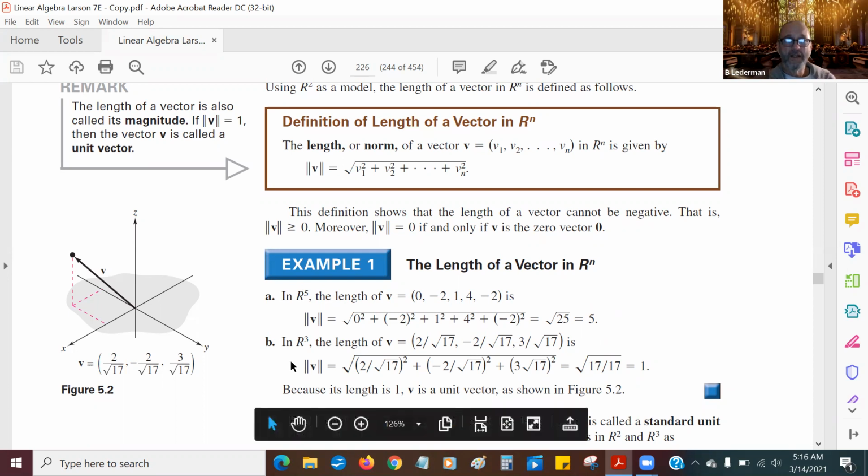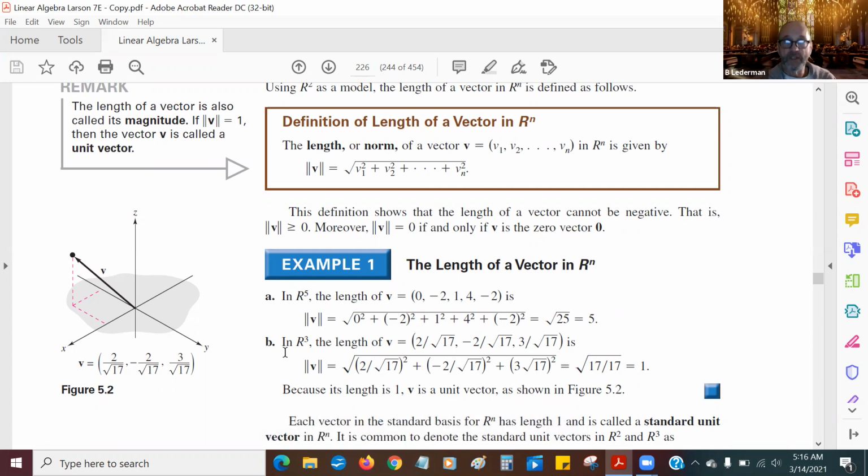Anyway, let's look at R3. Now, R3, that's something we can picture in regular space. That's three-dimensional space. So the length of the vector V, so we have a vector whose coordinates are 2 over rad 17, negative 2 over rad 17, and 3 over rad 17. And here we can actually picture it right there on the left side.